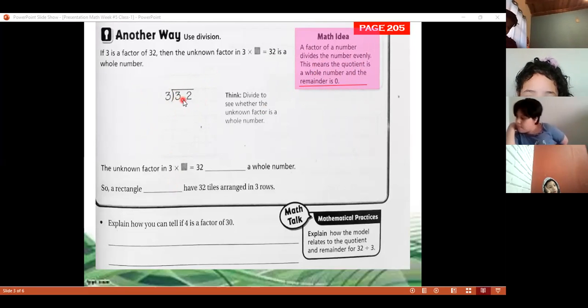Now let's divide 32 divided by 3. We start with the first digit. What is the first digit, class? 3, right? So we say 3 times 1 is 3. Okay, 3. And 3 minus 3?